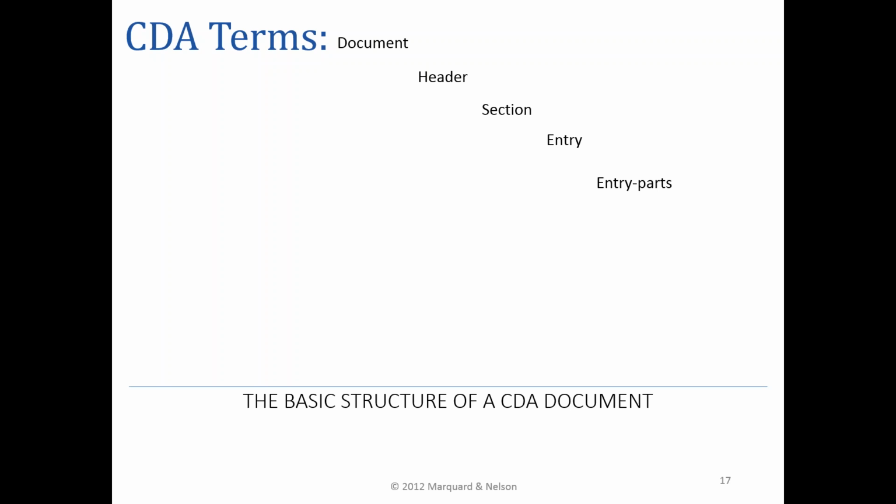If a document then has further machine readable content of the information in the section, then those machine readable entries are included to describe the information that the human can read in the section. And sometimes those entry templates are complex and are built up of little parts and pieces that we call entry parts. That's your basic structure of every CDA document.